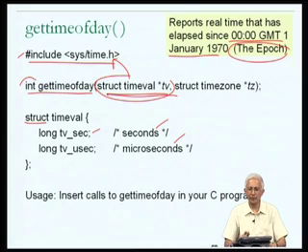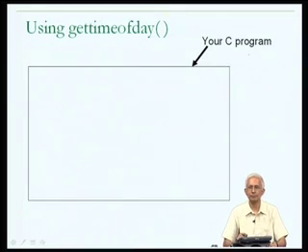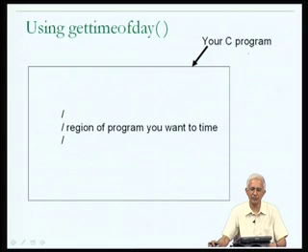Okay, so, the idea is that I could use get time of day by inserting calls to get time of day in my C program before and after the regions of interest to me. So, let us consider a C program, and let us suppose that there is some particular region that I am interested in. I want to know how much time was spent executing this part of my program.